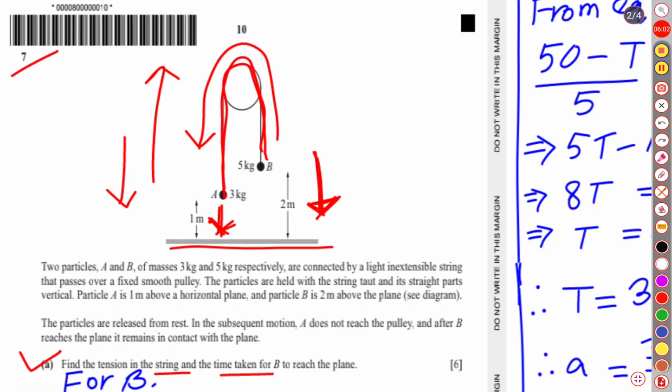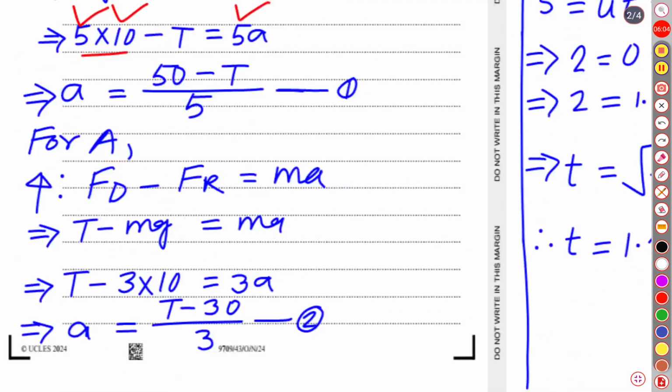So we will write for B, sorry, for A, driving force minus resistance force, the same concept of the motion law of Newton.